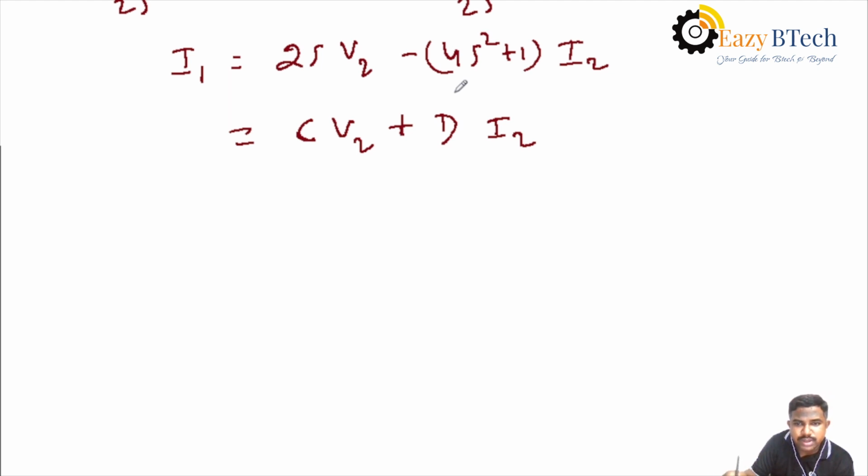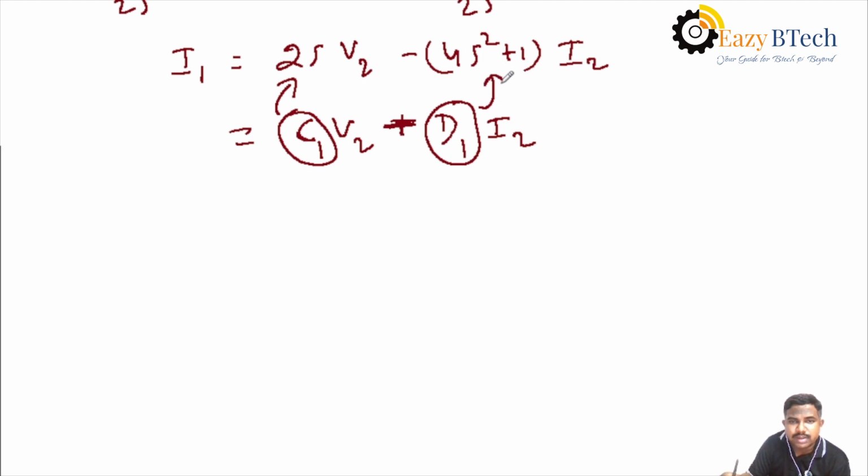From that, we know the C value here, C into V2 minus D into I2. Here, no, not plus, minus D into I2. This is the first network, that's why you consider C1 and D1. Then the C1 value is 2S and the D1 value is 4S square plus 1. This is minus, then that is the C1 value and D1 value. Similarly, you can find out A1 and B1 also.